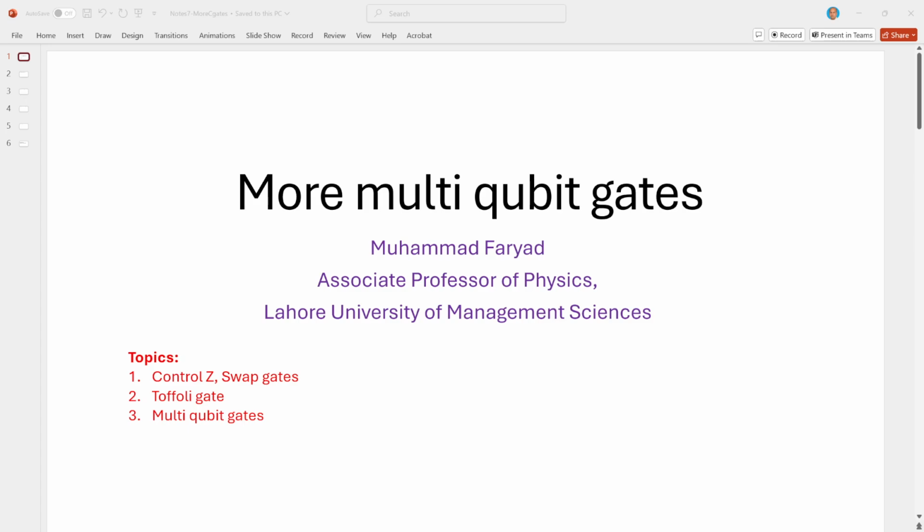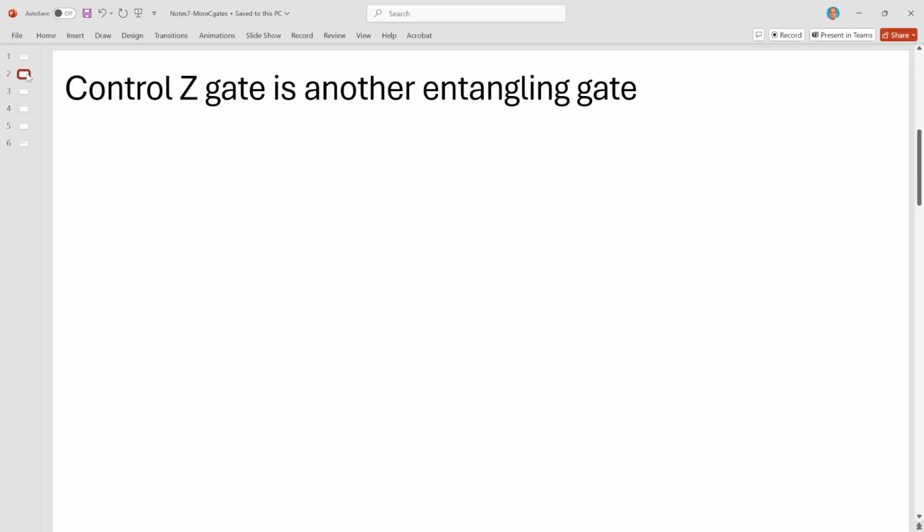So let us start with the control Z gate, which is also an entangling gate, as we will see in this video. So let me start by defining this gate. So suppose we use symbol CZ for this. So this gate acts almost like a control X gate, except that instead of X operation, when the control qubit is in one state, we would like to apply Z gate to the target qubit.